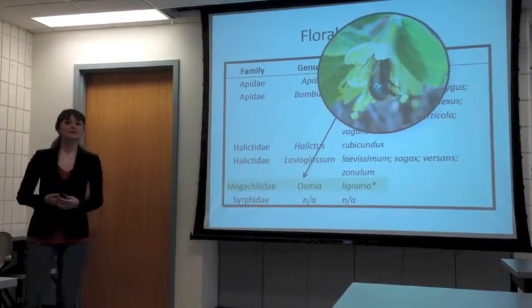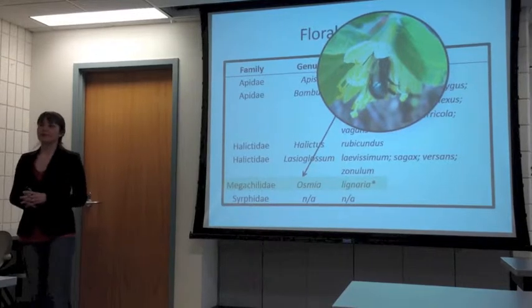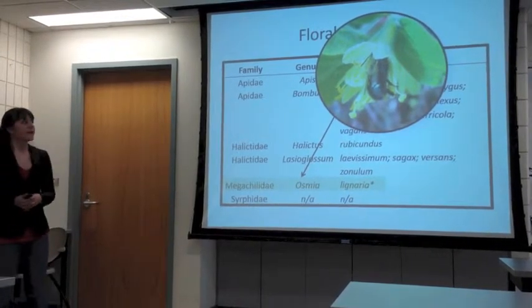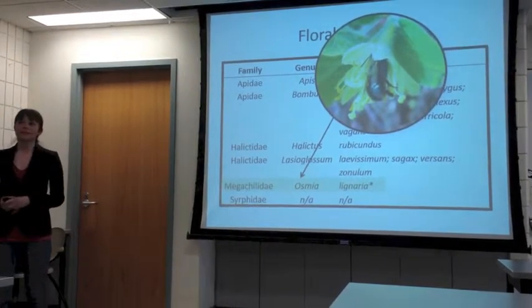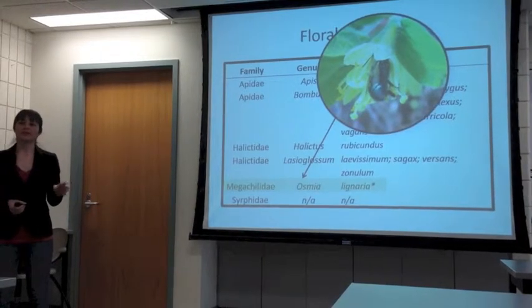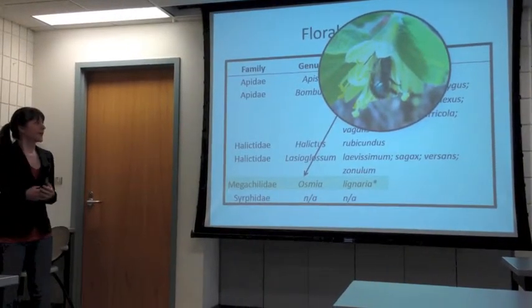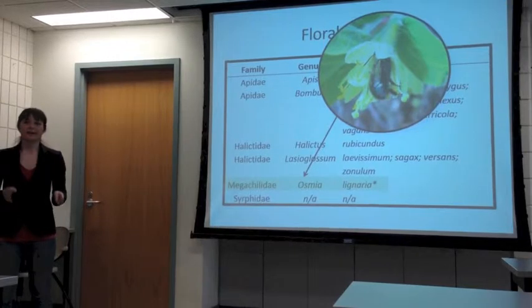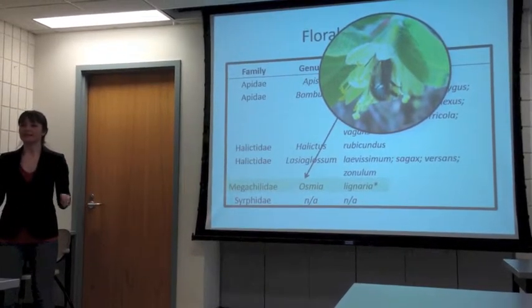Osmia lignaria, this is the blue orchard bee. This is another managed species, so you can actually order them. They're a little different because they're solitary, so one female manages a nest by herself. They're only active for about 6 weeks in the spring, and their active period coincides really, really nicely with Haskap.